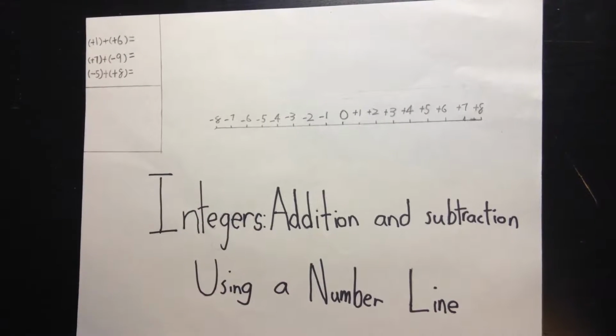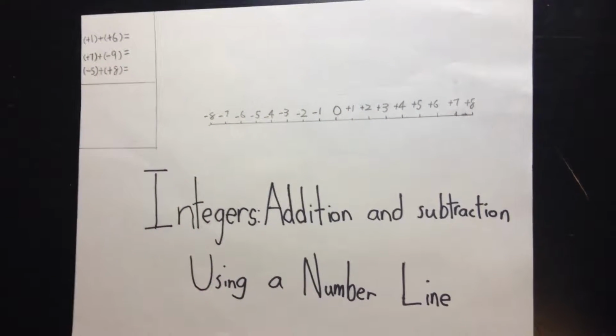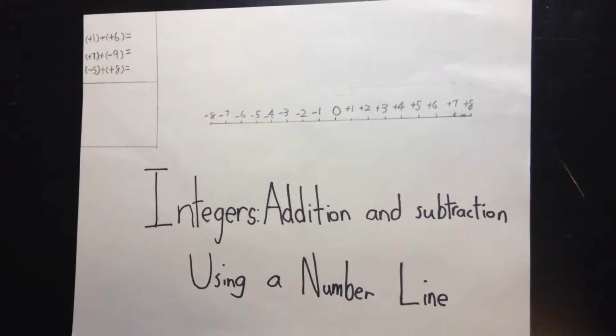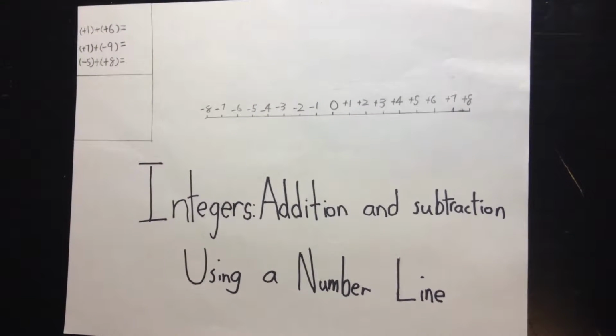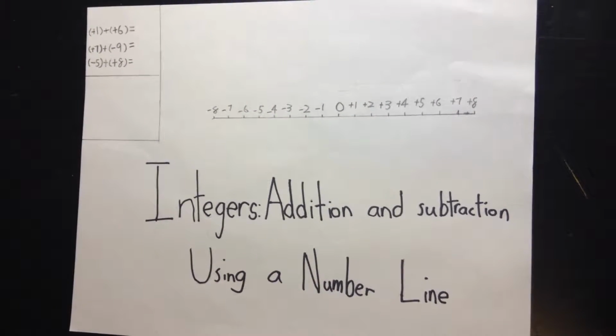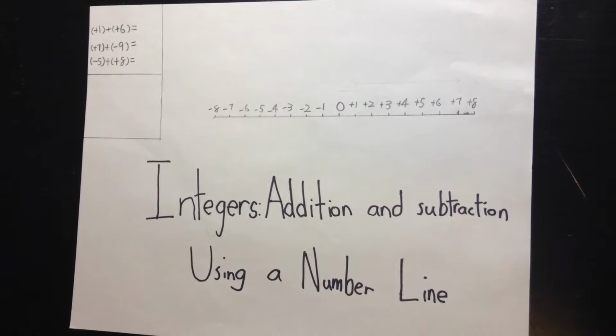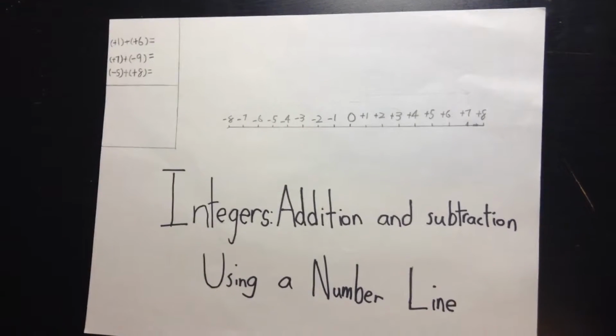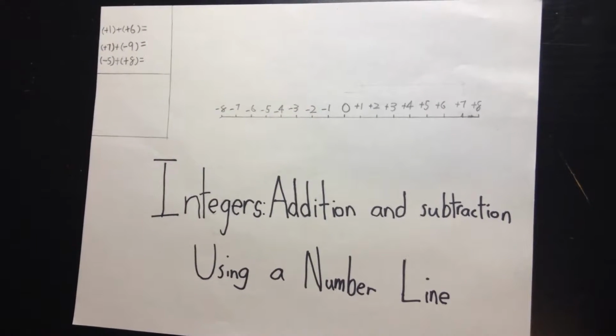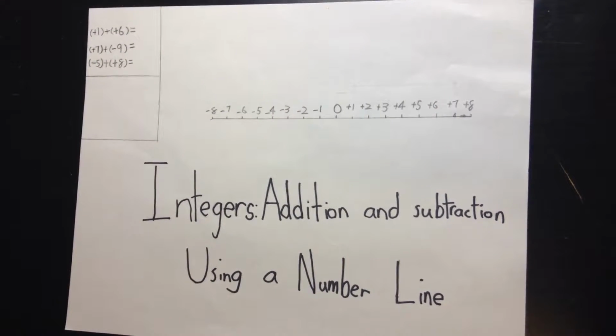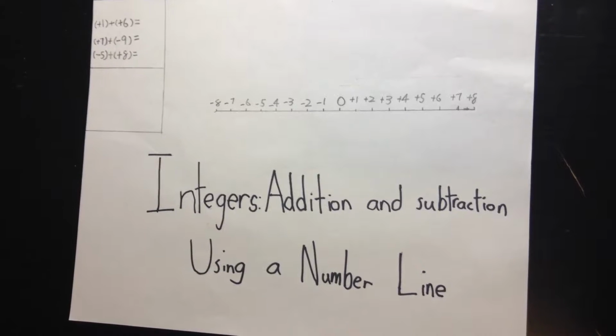Okay, so I'm going to be teaching you about how to add and subtract integers using a number line. So first of all, I'm going to teach you what an integer is. An integer is a positive or negative whole number. And so I'm going to teach you how to add first.